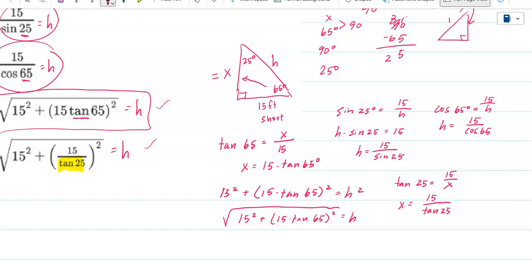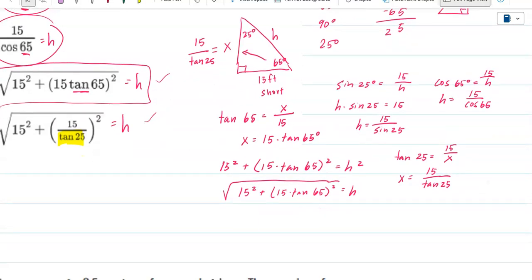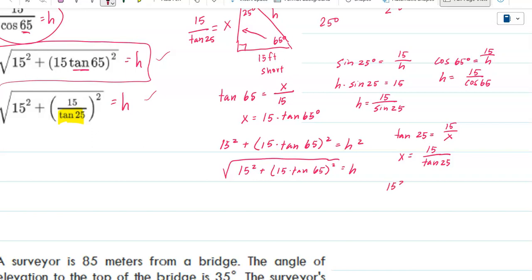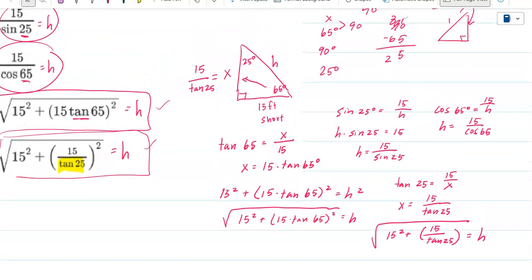Now, once again, I have a different x value defined as a tangent. Okay, and then I'm going to use the Pythagorean theorem. So that's 15 squared plus 15 tangent of 25 degrees equals h, but we have to square root that. And that's the last one. So all of these give you the hypotenuse. So once again, the other leg could be expressed in the tangent of 25 and the tangent of 65.